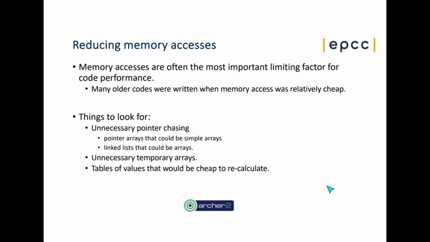Well, what sort of things can we do about it? Just try to reduce the number of memory accesses. Things to look for: unnecessary pointer chasing, so pointer arrays that don't need to be pointer arrays, lists that could be arrays, unnecessary temporaries. But there are trade-offs. We have seen cases where introducing temporaries can help your vectorization. So again, this kind of idea can cut both ways, and things that would be cheap to recalculate.